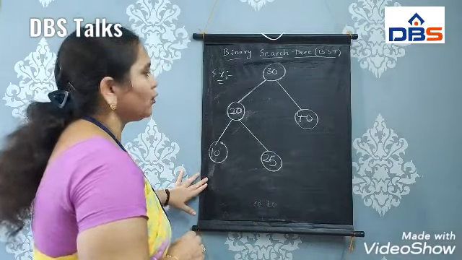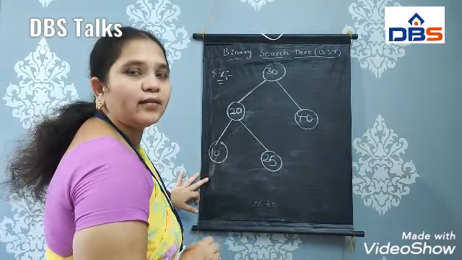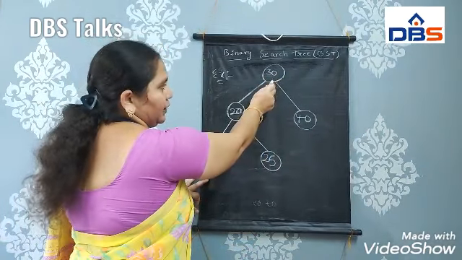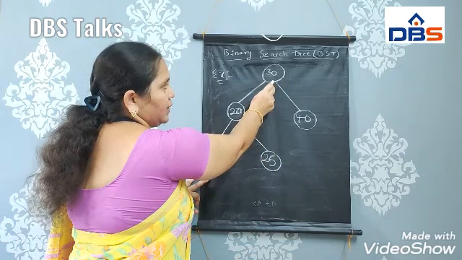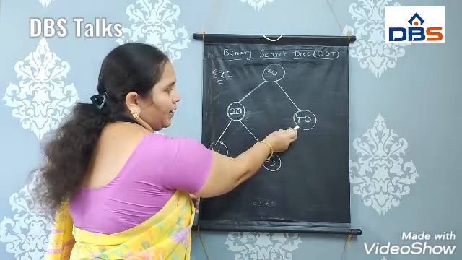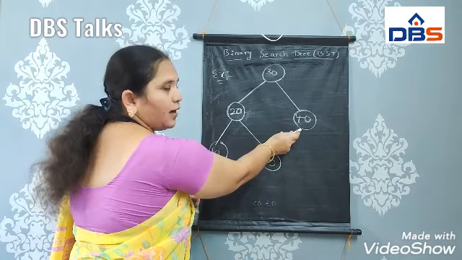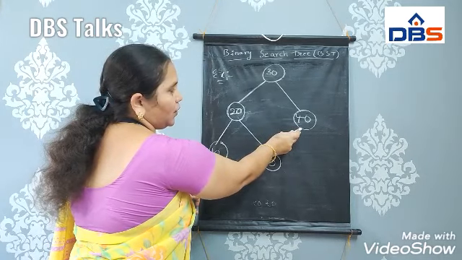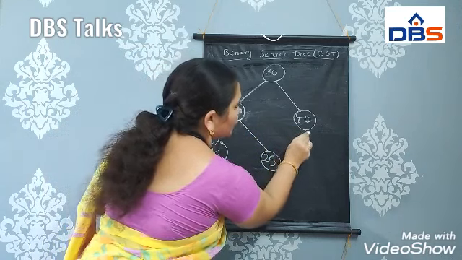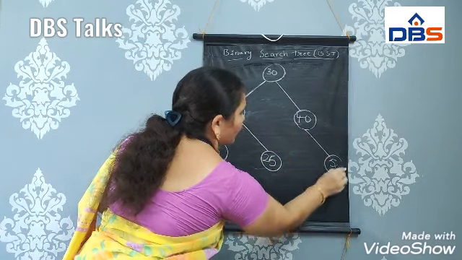Suppose I want to include the value 50. Where are we going to add the value 50? Now we consider the root node 30. 30 is lesser than 50, so we add it on the right hand side. Then we consider 40. 40 is lesser than 50, so we add the value 50 at the right hand side of the node 40.